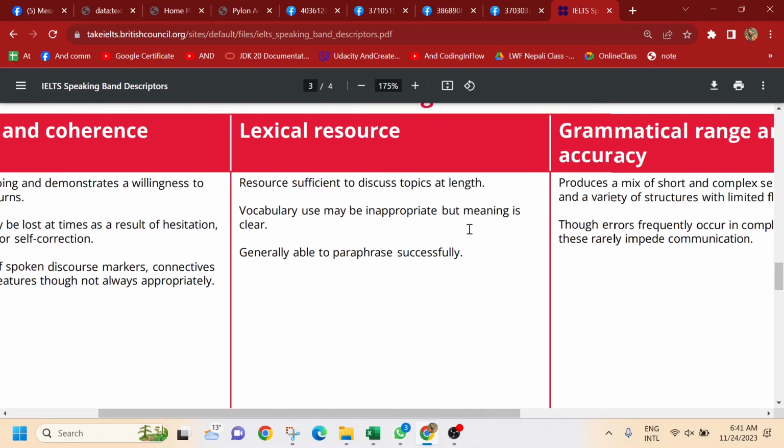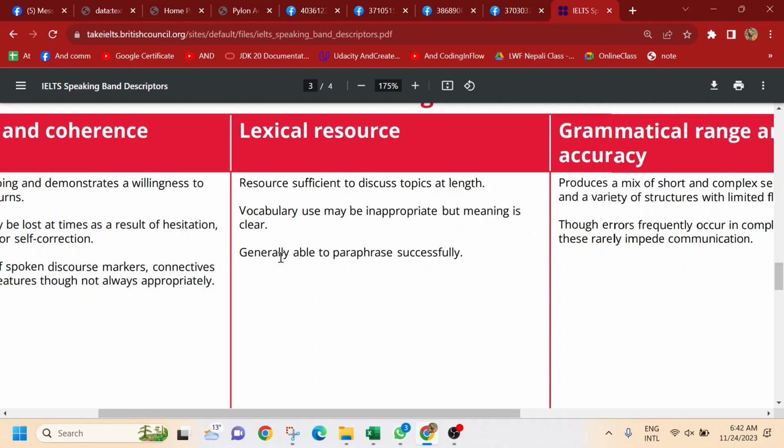Now let's move towards the lexical resources. Look here: resource sufficient to discuss topic at length. If you can speak in a fluent manner, of course you qualify for this one. You do not need to think for the words. Next thing is vocabulary use may be inappropriate, but meaning is clear. The words that you use should also be accurate, and even if sometimes it's not accurate, it's fine.